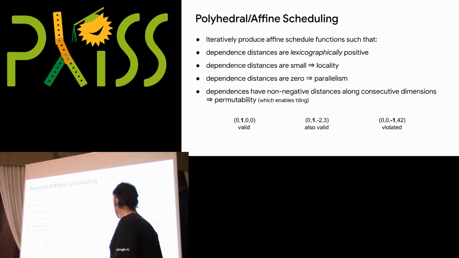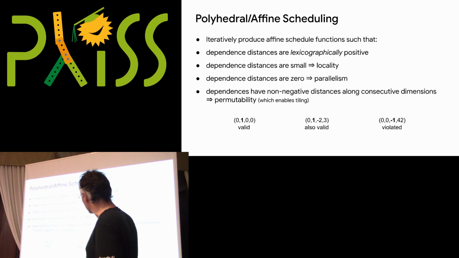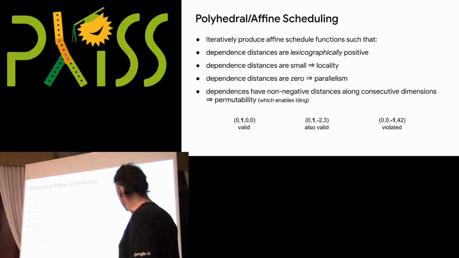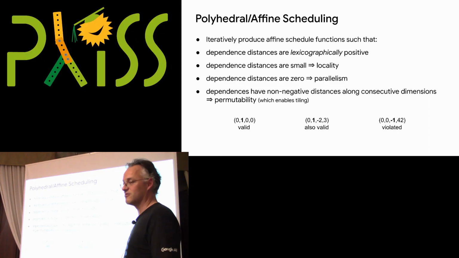So that's an example. This is a valid dependence vector. So the vector between the producer and consumer, if it's 0, 1, 0, 0, is fine. This is lexicographically positive. This is also valid. But that one is not valid because lexicographically, the first non-zero component you encounter is -1. So it's negative. It's not going forward in time, it's going backward in time.